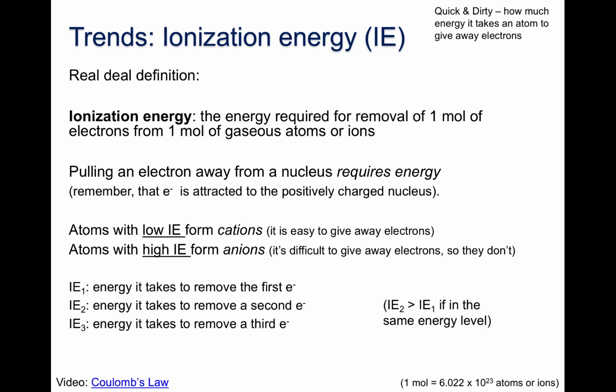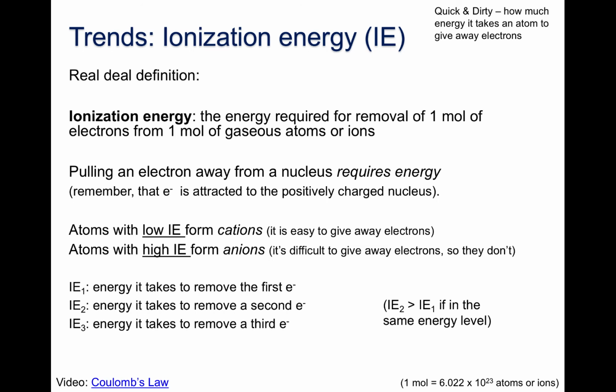And so the real chemical definition is the energy required for the removal of 1 mole of electrons from 1 mole of gaseous atoms or ions. The quick and dirty definition that I gave was how much energy is it going to take for an atom to give away electrons? So ionization energy relates to giving away electrons.